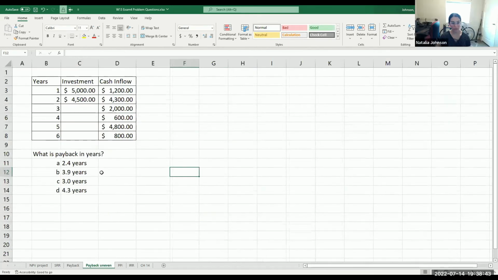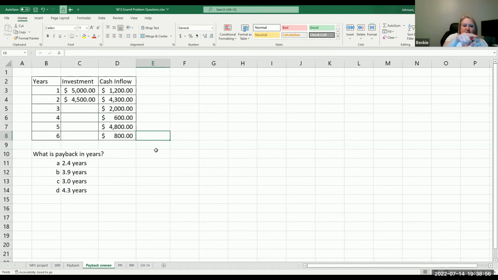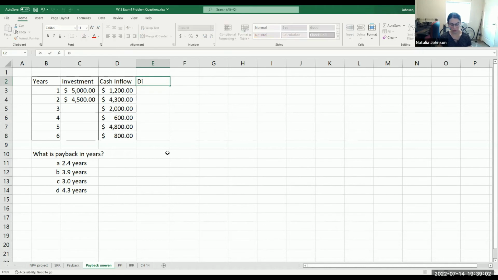Okay, so the payback if the cash flows are all different. How do you guys do that? Do you remember? So don't you have to take what the cash inflow is minus the investment? Yeah, so right here I would write down the difference, or what you have left over. And then you do investment minus the cash flow, so you still have 3,800. But then there's another investment here, so you can do this one plus the second investment, and then minus the cash inflow.